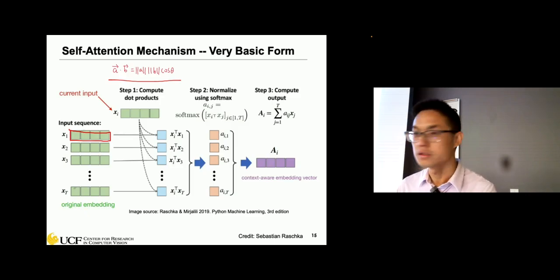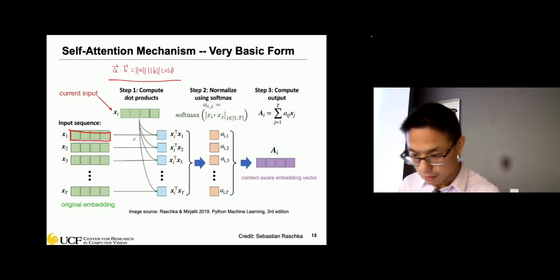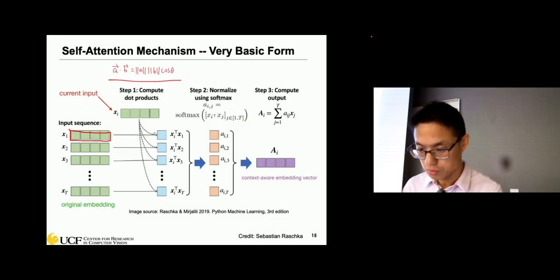And we have T of them, right? And let's look at the first one. So xi is an individual token or word. If we look at x1, the first one, and we want to compute the dot product between x1 and the rest of the other tokens, then you have x1 times x1 itself, and x1 with x2, x1 with x3, up to x1 with xT. So here you get a scalar, because you're doing the dot product with these two vectors.